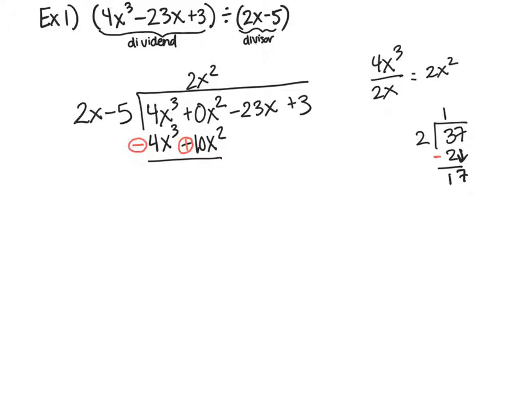What we're going to do now is combine these like terms, and that is going to get us 4x cubed minus 4x cubed. Those will add up to 0. And now 0x squared plus 10x squared is 10x squared.